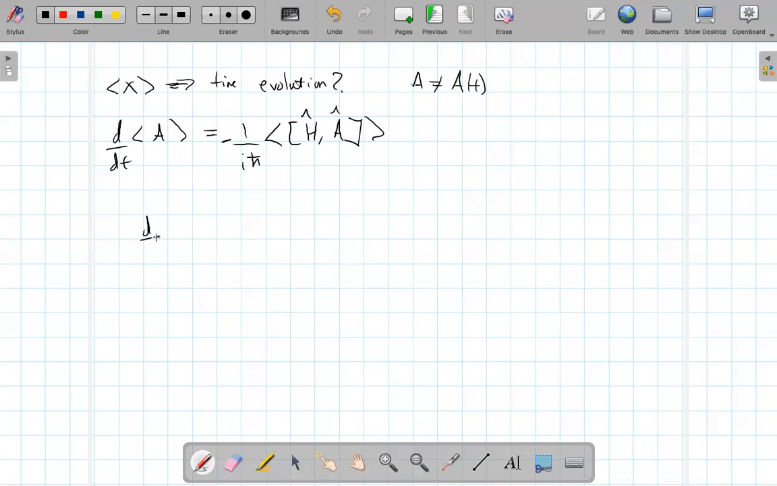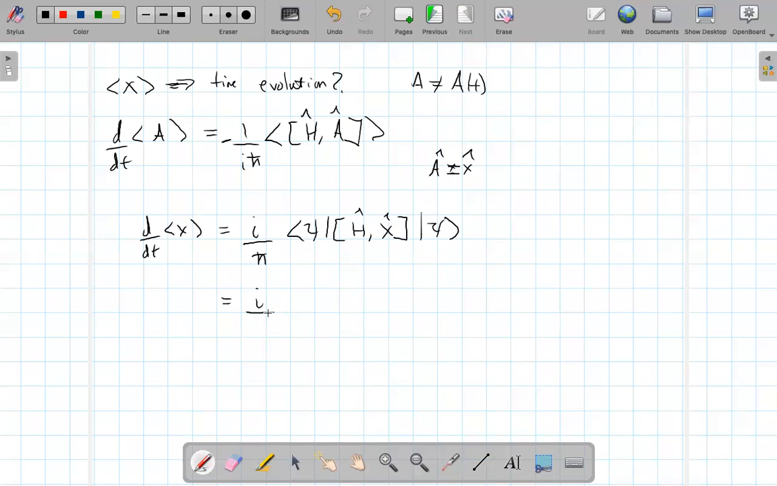So here, what we want to know is how does the expectation value of the position evolve with time? So it's going to be equal to i divided by h bar times the expectation value of the commutation relation between the Hamiltonian and the position, because here for us, A is simply equal to x. Good.